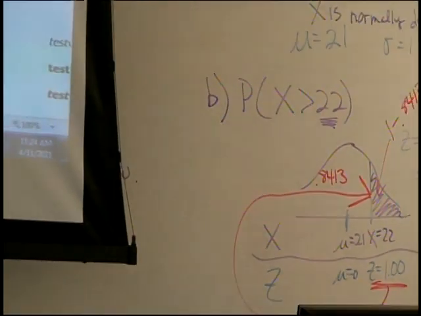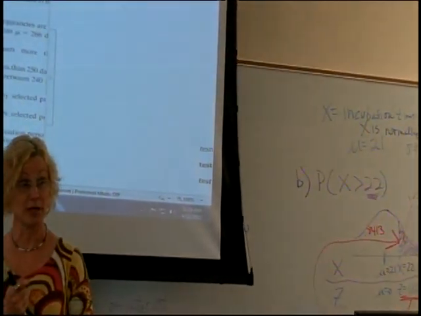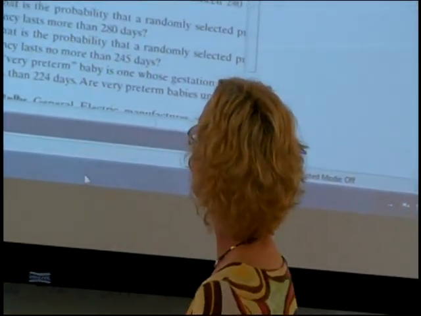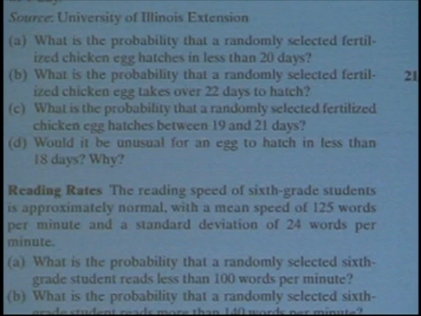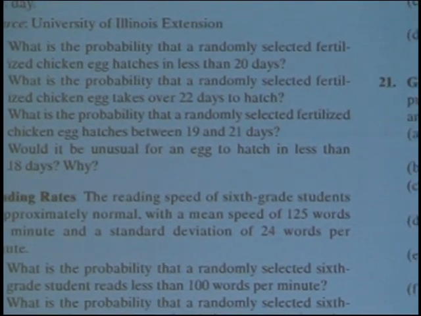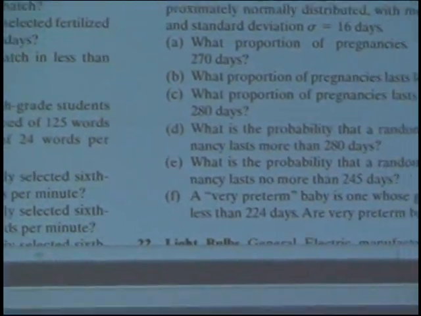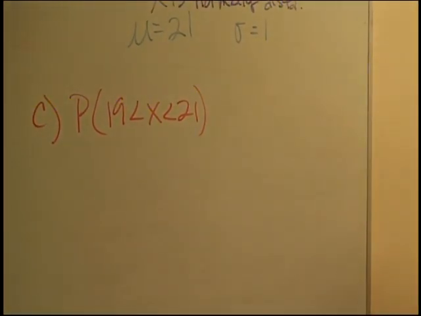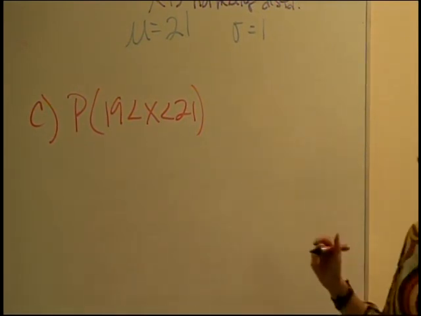Okay, we're going to do part C, and then we'll look at the calculator. Part C is going to be the easiest to do in your calculator. What's the probability that a randomly selected fertilized chicken egg hatches in between 19 and 21 days? This would be important stuff if you were a chicken farmer, right? You've got to know when to be around, get ready to take care of little baby chickens. What's the probability that our chicken egg hatches between 19 and 21 days?